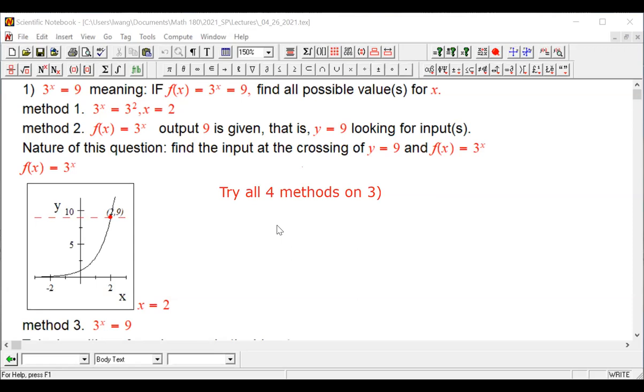Number 3, you use all 4 methods, okay? The important part is not to get the answer. The important part is to reflect on the meanings of these four methods. You can do the methods in any order you want. Okay, just hold on, I'll be right back.